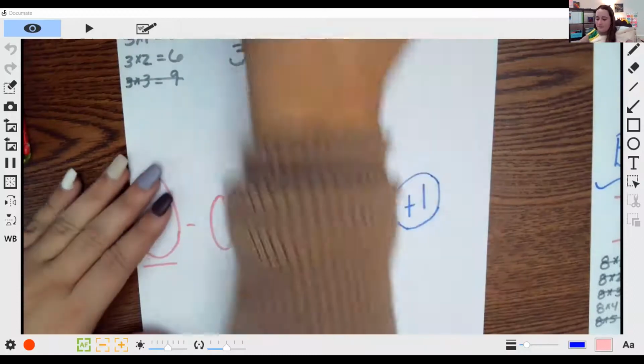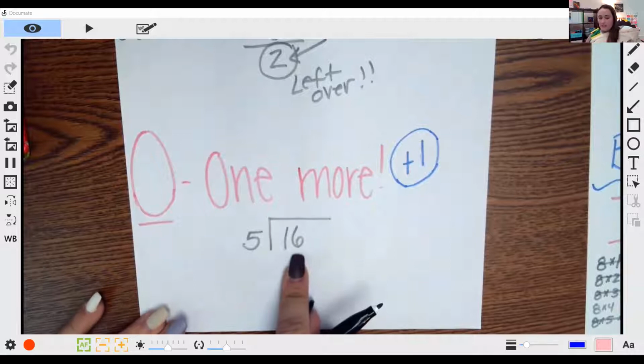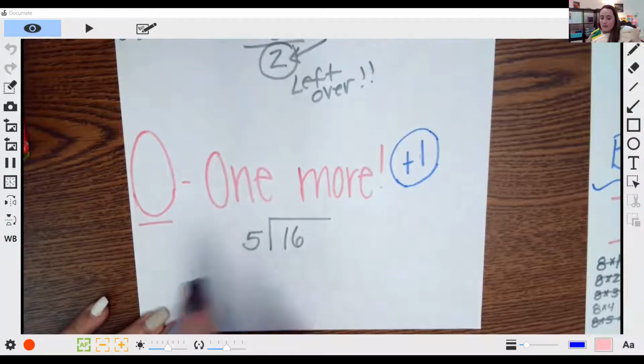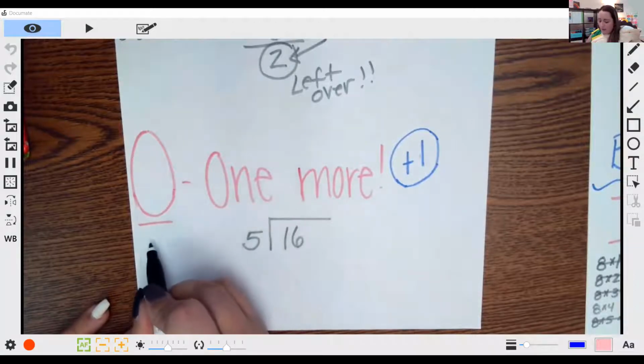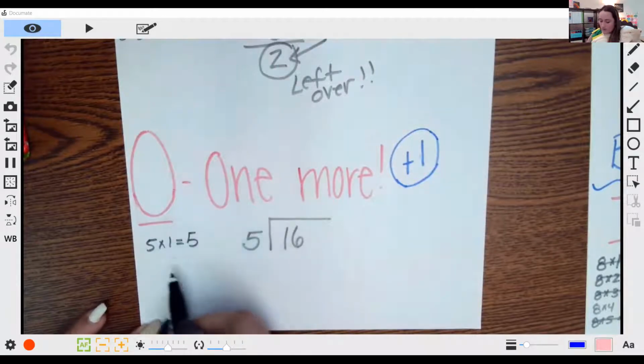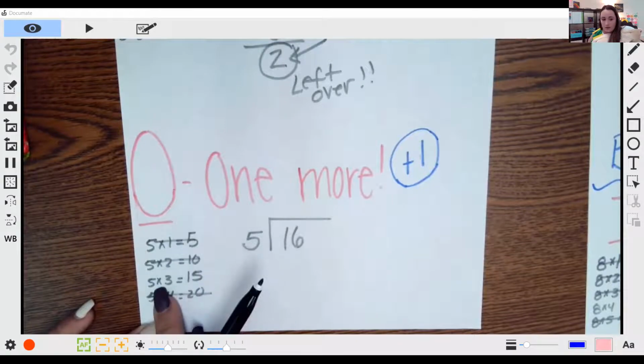All right, so again, we have 16 kids who want to go to the taco shop, but we have 5 cars, right? So let's go ahead and think about 5. How many times can I multiply it to get me close to 16? Well, 5 times 1 is 5. 5 times 2 is 10. 5 times 3, ooh, really close to 16, it's 15. And if I went 1 more, I know I'd be too high, 2 over 16. That gives me 20. So we're going to use 5 times 3.